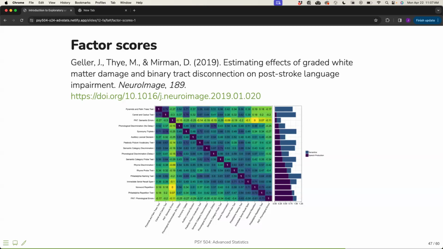So we were able to get a factor that represented the semantics. We were able to get a factor that represented speech production and speech recognition. So we got these really nice, clean factors. And what we did is we submitted these to a regression analysis, and we used them as predictors to predict brain damage to particular white matter tracts. So we looked at white matter disconnection in the inferior frontal gyrus, and we looked to see if semantic impairments predicted damage to that area in the brain.